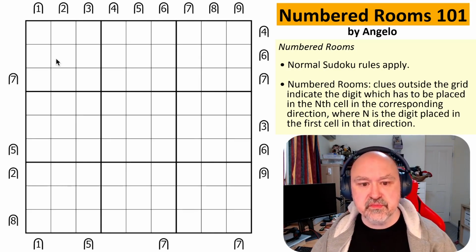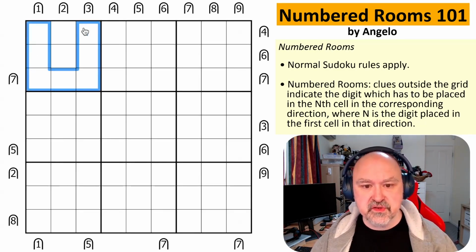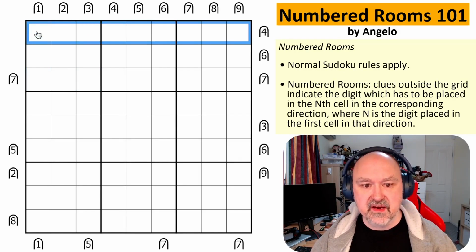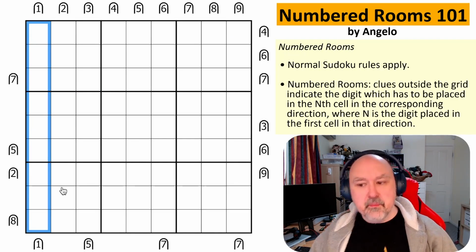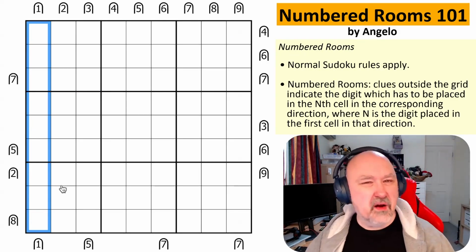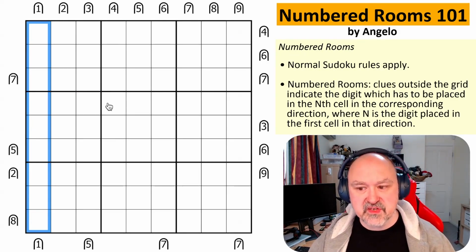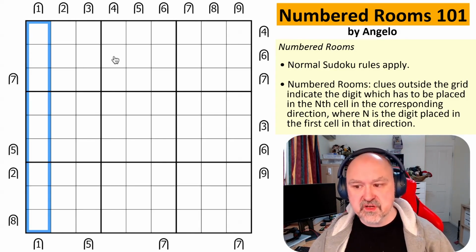How do numbered rooms work? So first of all, it's a normal Sudoku. In every box, in every row, and in every column, the digits 1 to 9 must be placed without repetition. Numbered rooms clues, however, are kind of like indexing, but with a bit of a twist. I'll read out the rules. Numbered rooms clues outside the grid indicate the digit which has to be placed in the nth cell in the corresponding direction, where n is the digit placed in the first cell in that direction.